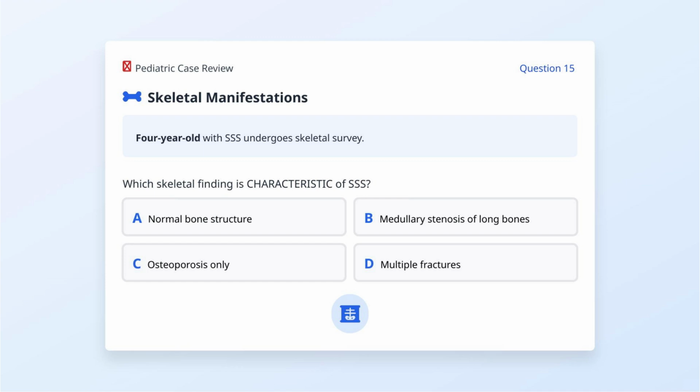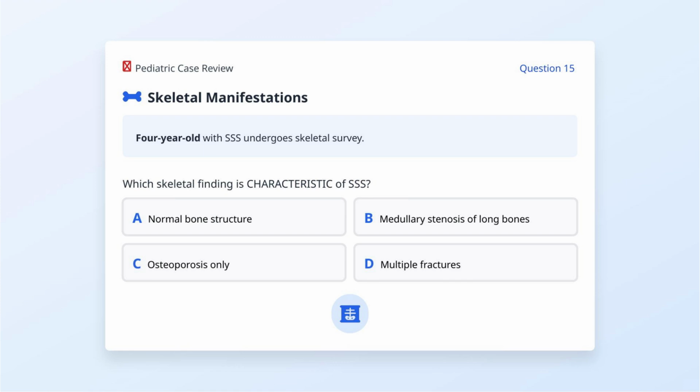Pediatric Case Review Question 15. A 4-year-old child with Sanjad-Sakati Syndrome undergoes skeletal survey. Which skeletal finding is characteristic of this syndrome? Option A, normal bone structure. Option B, medullary stenosis of long bones. Option C, osteoporosis only. Option D, multiple fractures.